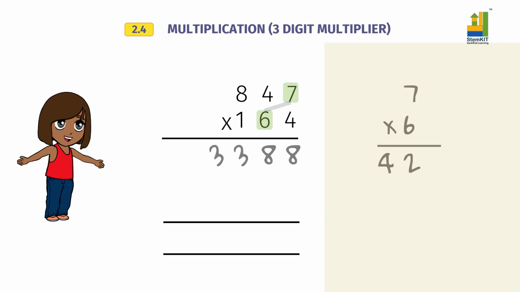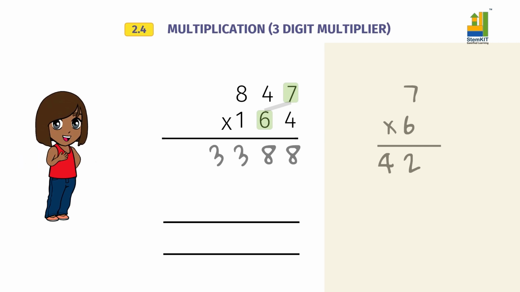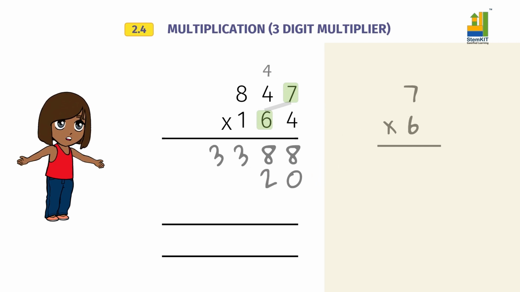Let us now multiply the multiplicand with the tens of the multiplier. Since it is tens, the place value of 6 in multiplier 164 is actually 60. We put a 0 or a cross in the units digit. 7 into 6 equals 42. Write 2, carry over 4.